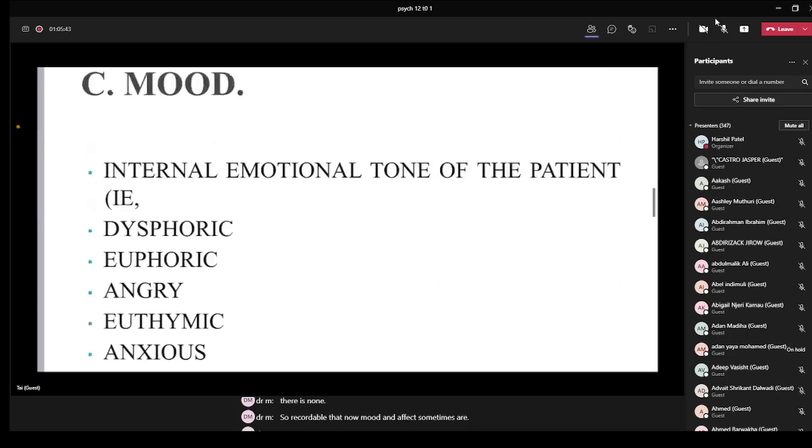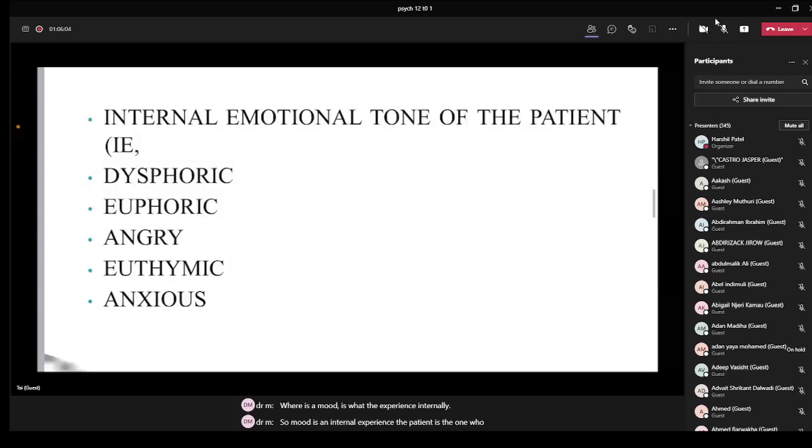Now, mood and affect sometimes are synonymous, but there's some slight difference. Affect is what the patient expresses, whereas mood is what they experience internally. So mood is an internal experience. The patient is the one who feels it. You might not be able to tell until you probe, right?